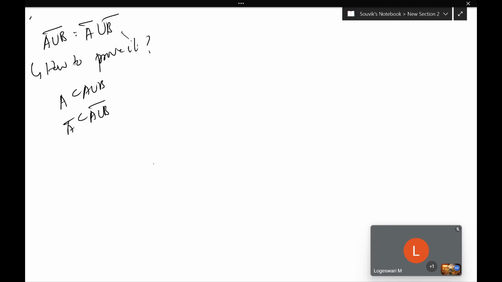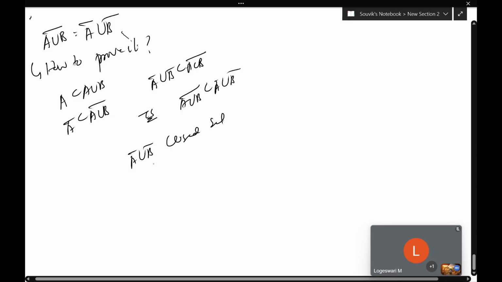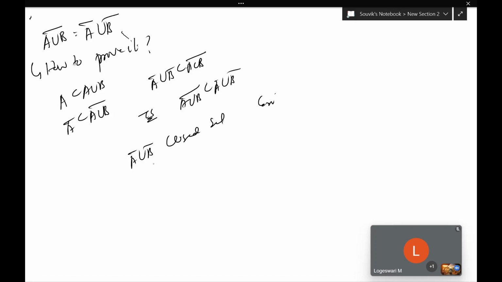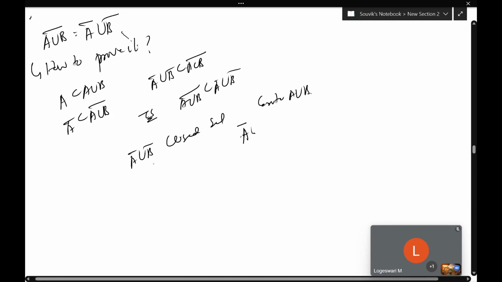So A closure union B closure is a subset of A union B whole closure. Now we need to check that A union B whole closure is a subset of A closure union B closure. Now observe that A closure union B closure is a closed set, because a finite union of closed sets is closed. So this A closure union B closure is a closed set containing A union B. And so by the smallest property, A union B whole closure is a subset of A closure union B closure. So this relation holds.